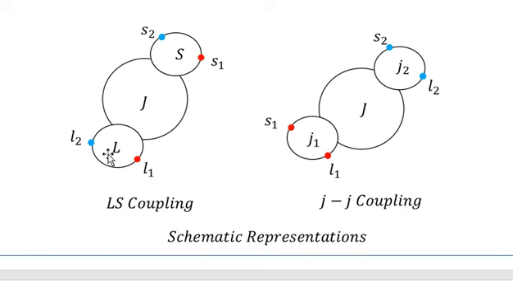This is the diagram corresponding to the LS coupling. You see that this red dot corresponds to one electron, and these sky blue dots correspond to the second electron. So L1 will combine with L2. You know that these are two different electrons. L1 is the orbital quantum number of the first electron. L2 is the orbital quantum number of the second electron.